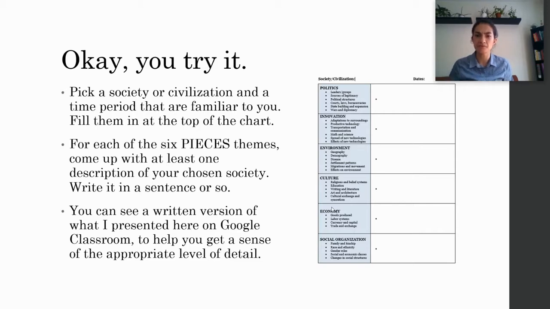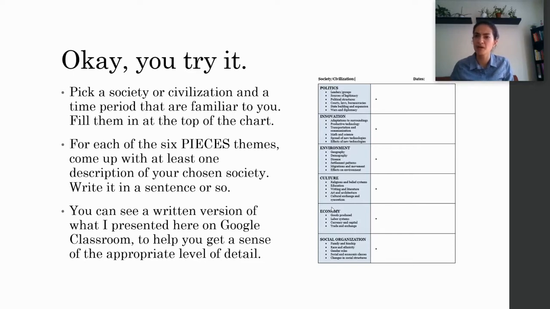Your assignment from here is to take these examples that I've given you and try to do the same thing for a society or civilization in a time period that's already familiar to you. My recommendation, unless you have some other historical example that immediately springs to mind that you're really comfortable with, is to pick the United States in the 21st century. Or if you want to get super specific, if you think you can do this for Cambridge, Massachusetts in the 21st century, then cool, go for it. But I would recommend picking the United States in the time that you live in, filling those two things in at the top of the chart.